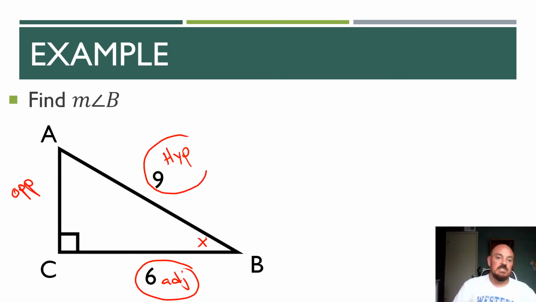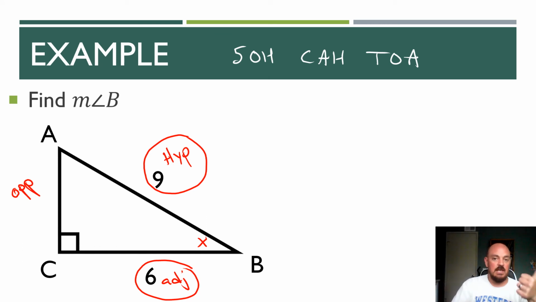See, I don't know the opposite. I can't use opposite. And it works out exactly like it did yesterday. So I'm going to write it up here. Here's our SOHCAHTOA. The two sides that I circled are the hypotenuse and the adjacent. That's right here. That makes this a cosine question.